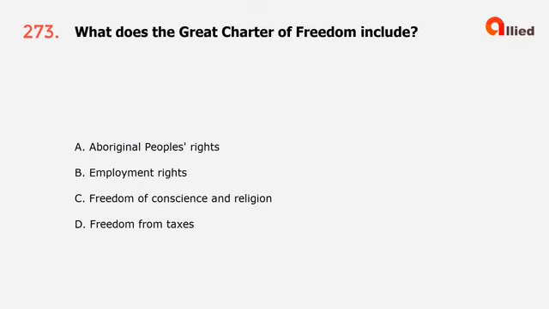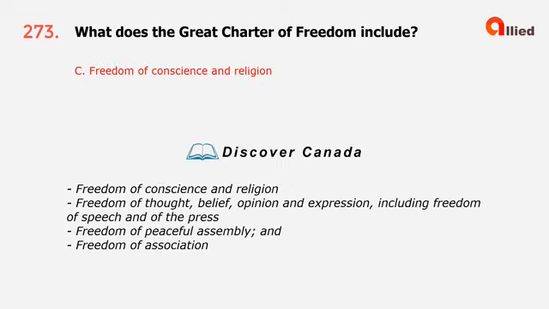Question 273. What does the Great Charter of Freedom include? A. Aboriginal people's rights. B. Employment rights. C. Freedom of conscience and religion. D. Freedom from taxes. The answer is C. Freedom of conscience and religion.